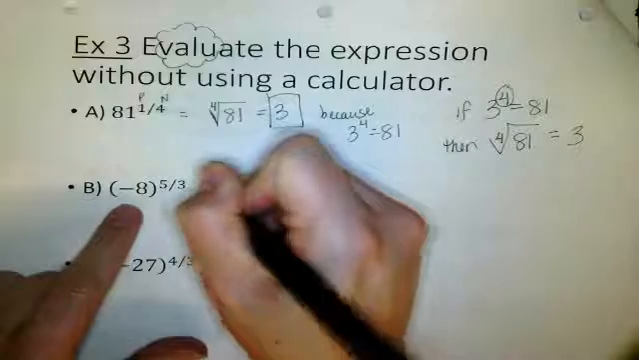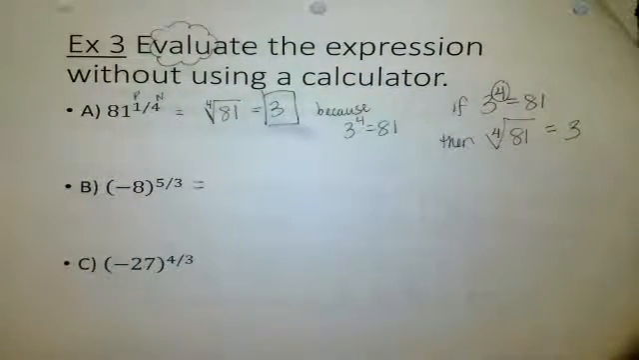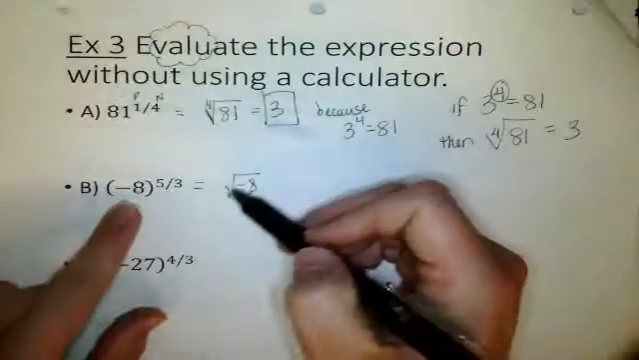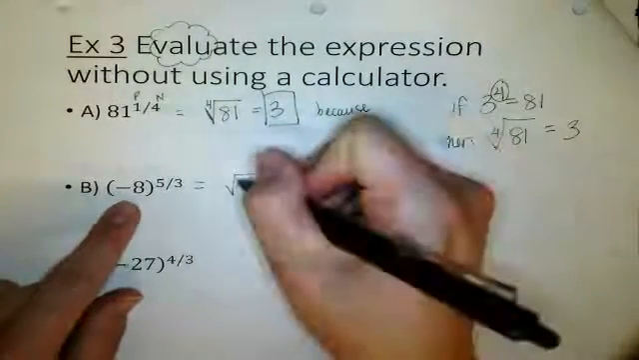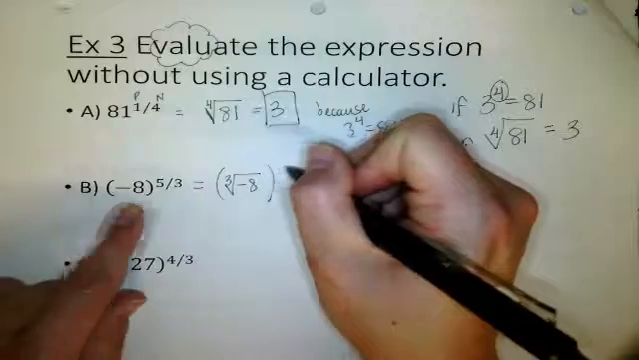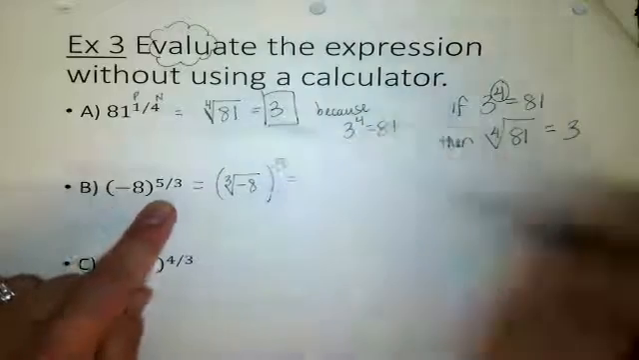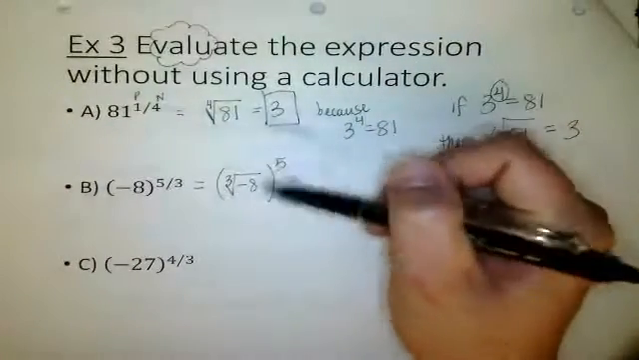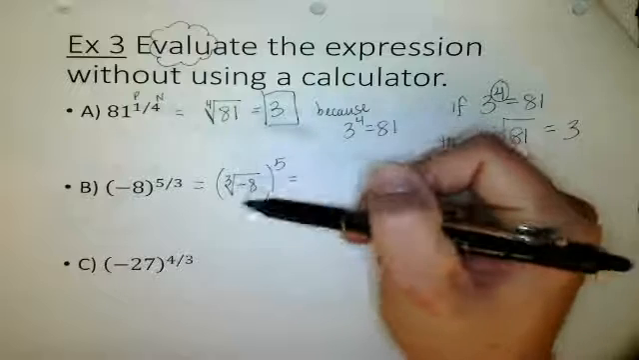All right, so here I have, ooh, this one's harder. Negative 8 to the 5/3 power. So my base is negative 8. What's going in the index here? 3. So that's like the cubed root of negative 8, and then to the 5th power. So what we're going to do is we're going to work inside the parentheses first.